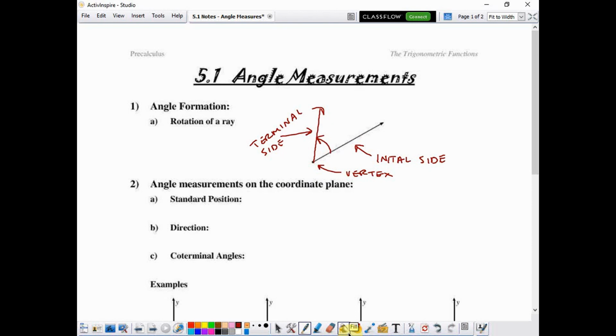Okay, some things about angles in a coordinate plane. When an angle is in standard position, first of all, the vertex is at the origin. The vertex is at 0, 0. The initial side is the positive x-axis.